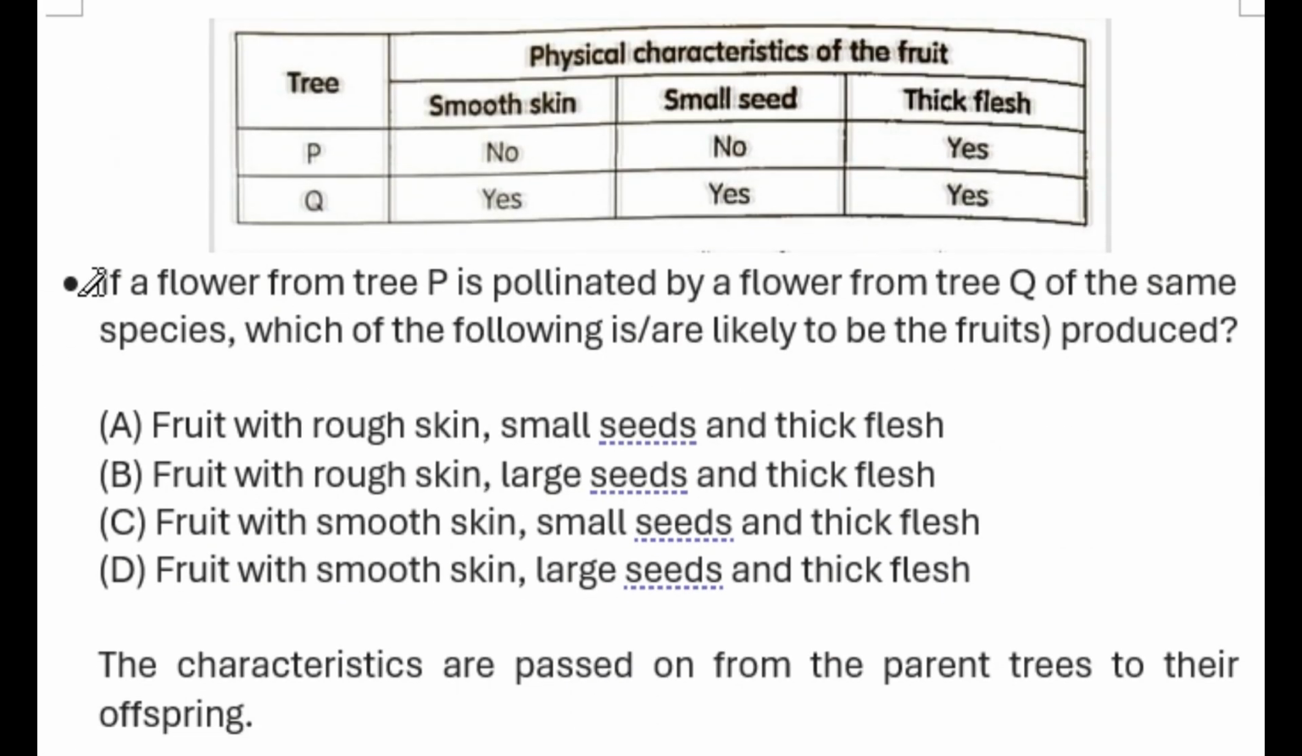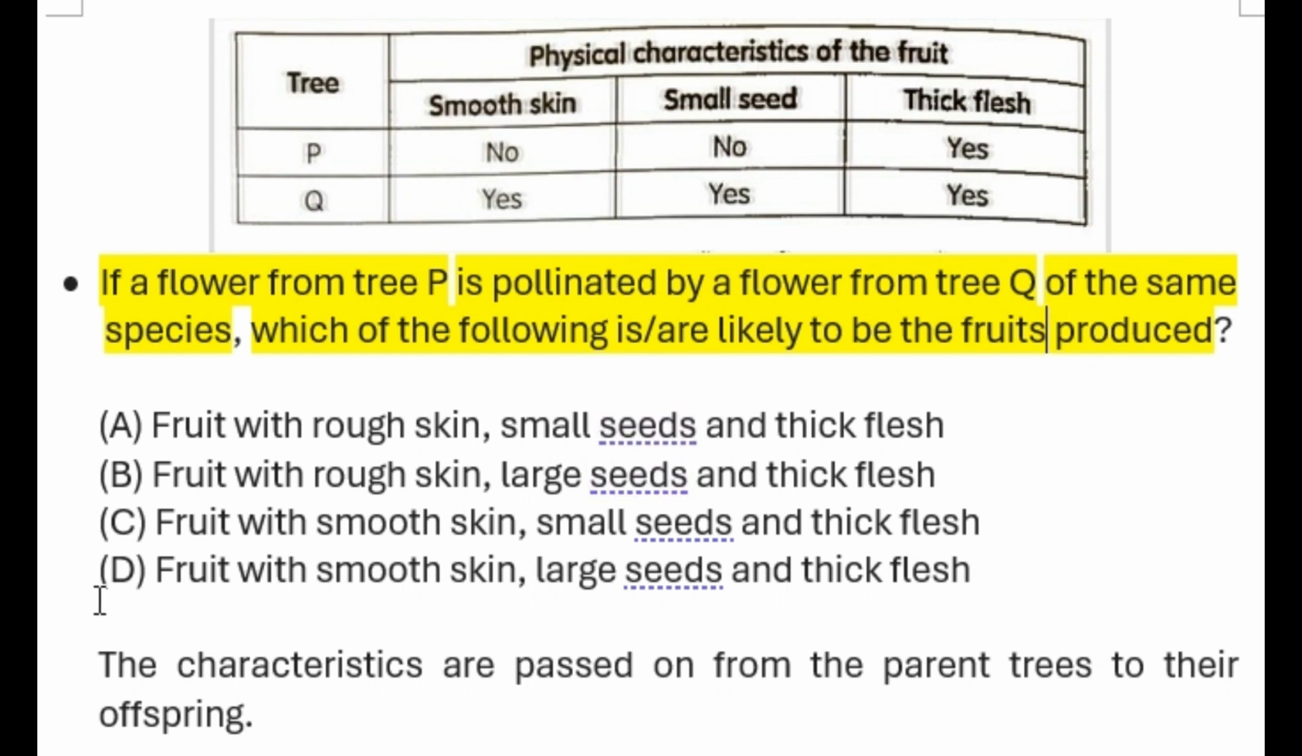If a flower from tree P is pollinated by a flower from tree Q of the same species, which of the following is or are likely to be the fruits produced? A. Fruit with rough skin, small seeds, and thick flesh. B. Fruit with rough skin, large seeds, and thick flesh.